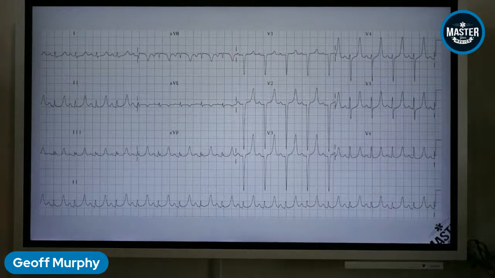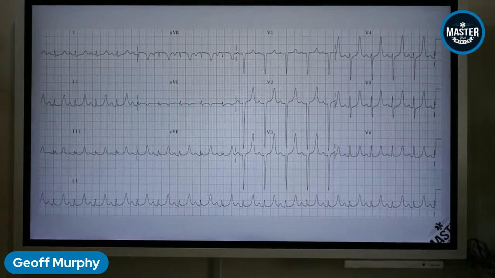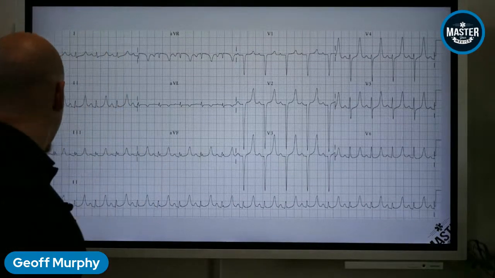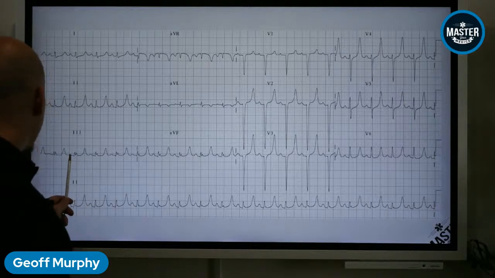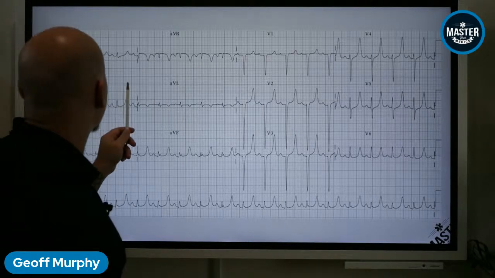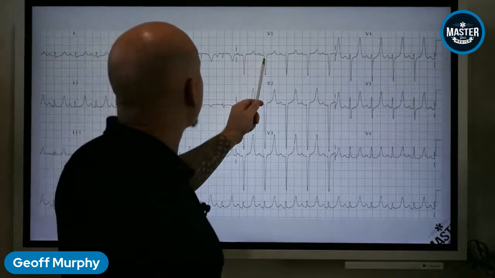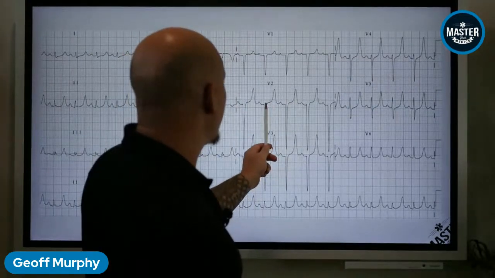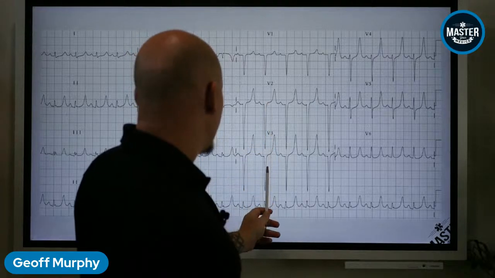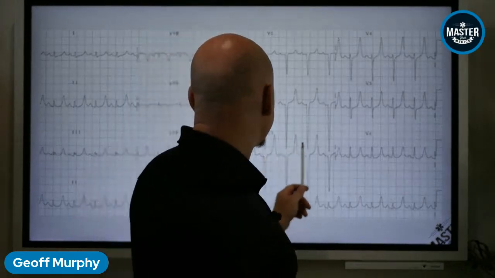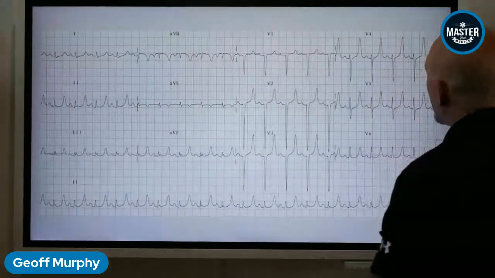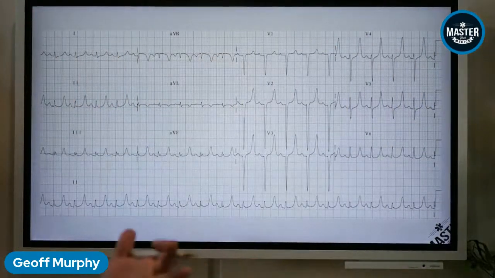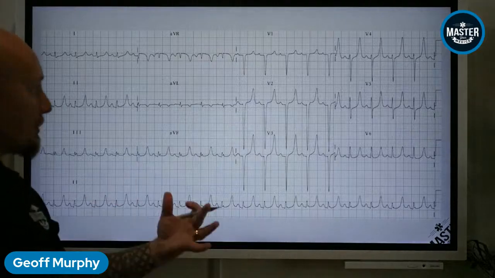ST elevation. I don't particularly see ST elevation. Where are you seeing it? That's not 1 mil. That's not 1 mil. That's not 1 mil. Maybe you could convince me that that's over 1 mil, but it's barely 1 mil. I don't see any ST elevation that immediately jumps out at me, but it's definitely something that can be a problem.